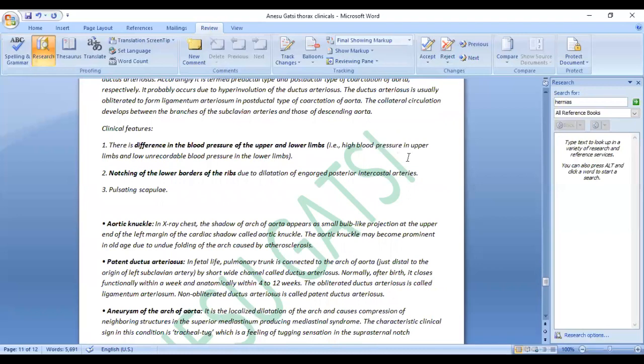Then you may have a patent ductus arteriosus. In fetal life, the pulmonary trunk is connected to the arch of the aorta, just distal to the origin of the left subclavian artery, by a short wide channel called the ductus arteriosus. It normally closes functionally within a week after birth and anatomically 4 to 12 weeks after birth. The obliterated ductus arteriosus forms the ligamentum arteriosum. If you have a non-obliterated ductus arteriosus, it is known as a patent ductus arteriosus, and it may act as a shunt of blood. The left recurrent laryngeal nerve winds around the ligamentum arteriosum on the left side.